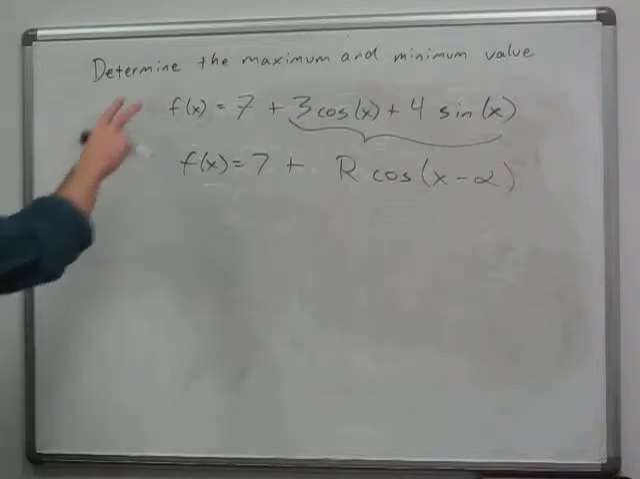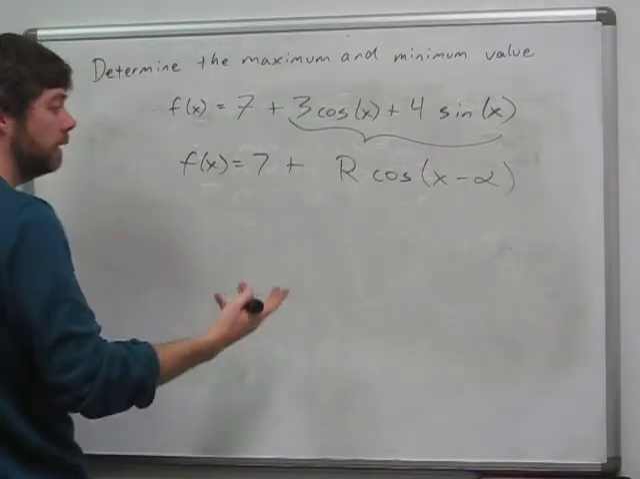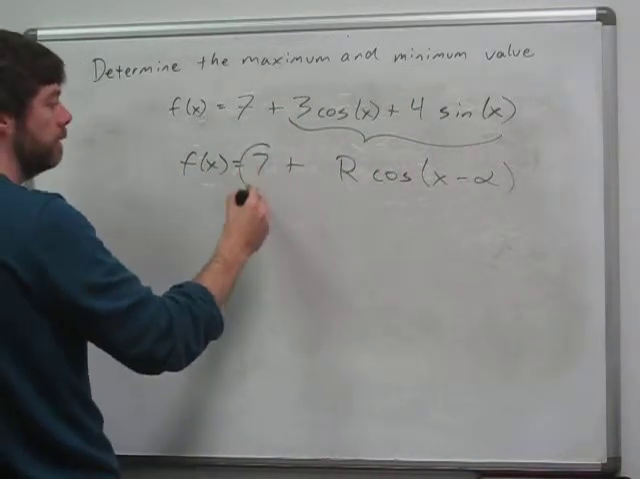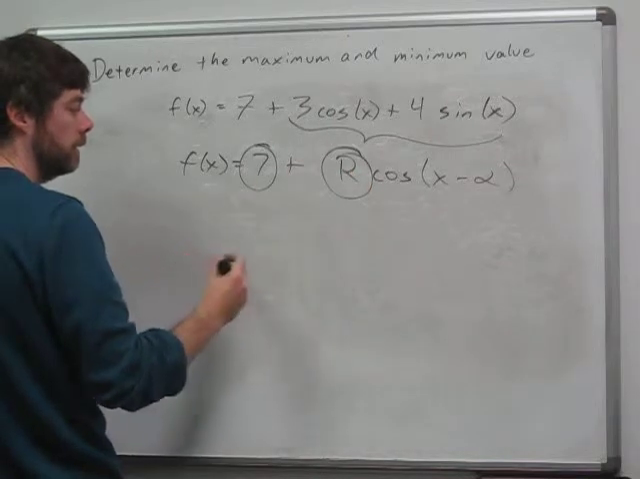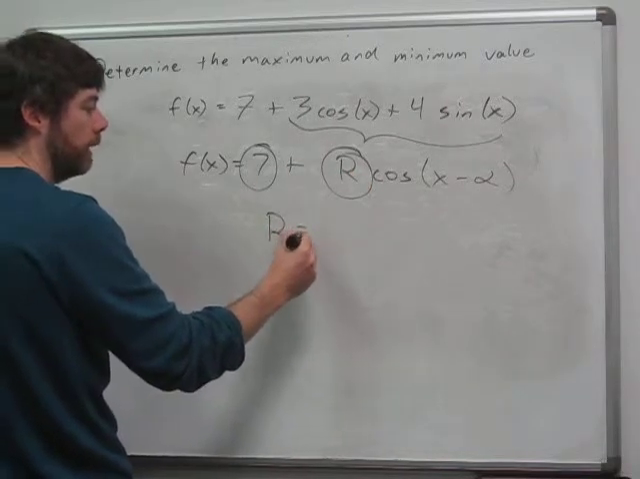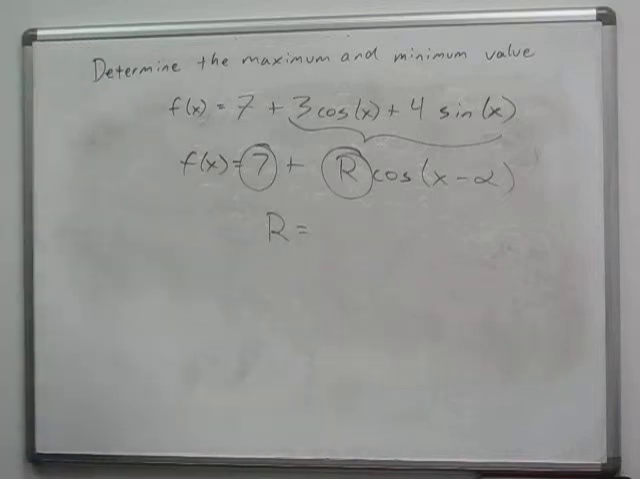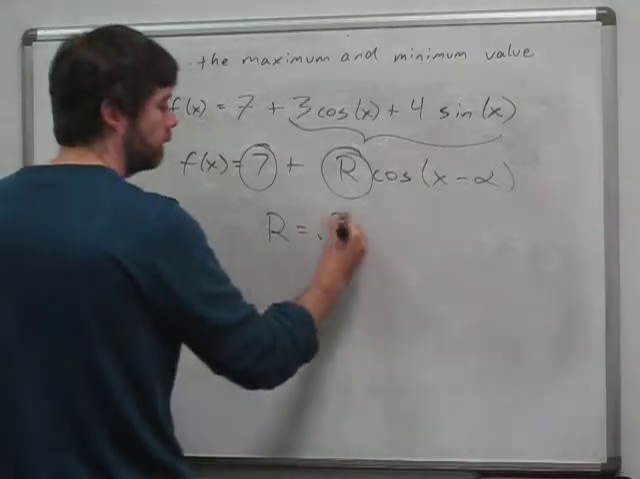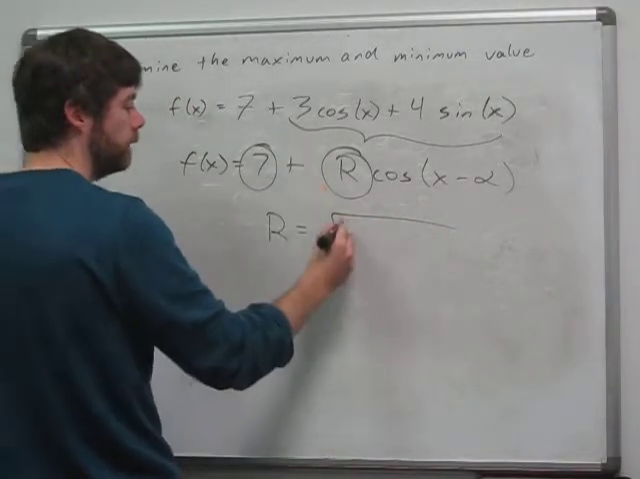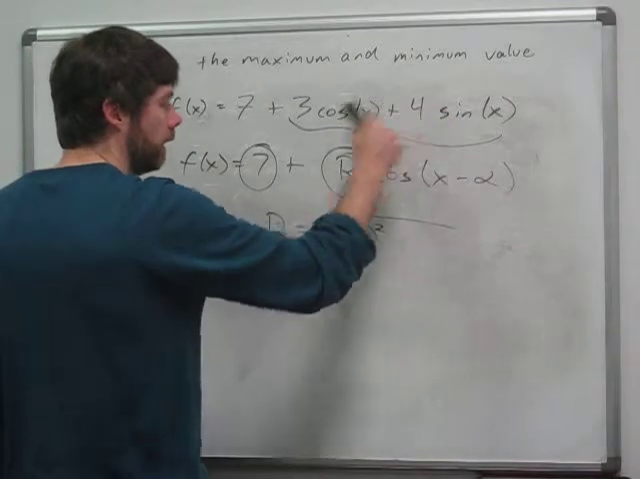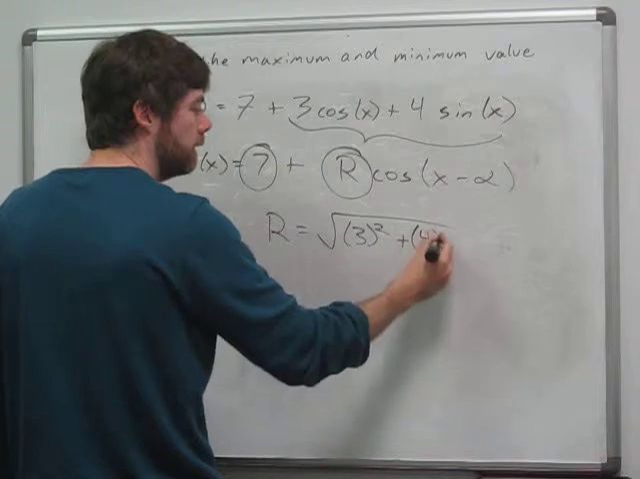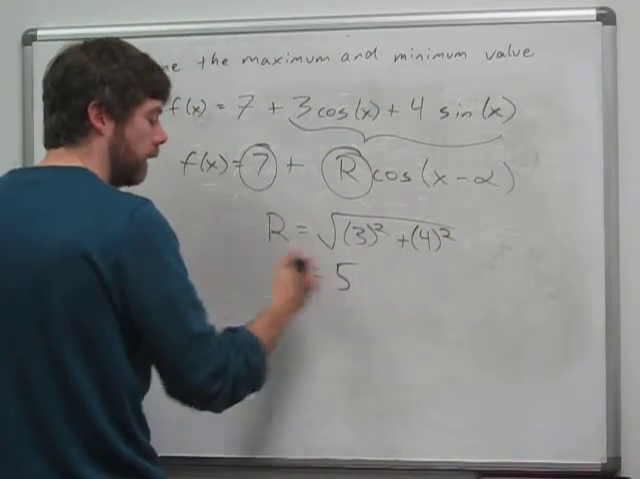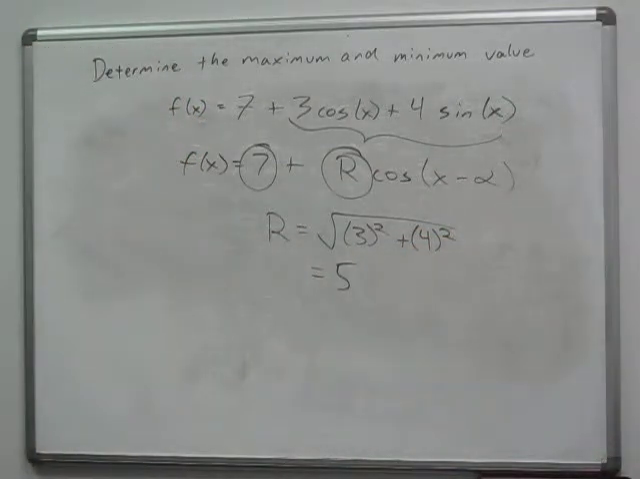To determine maxes and mins, we just saw that all we need to know is the midline and the amplitude. Okay? So recall how we determine the amplitude in the harmonic form. That's going to be the square root of the coefficient on cosine squared plus the coefficient on sine squared. And here we're going to have an amplitude of 5.